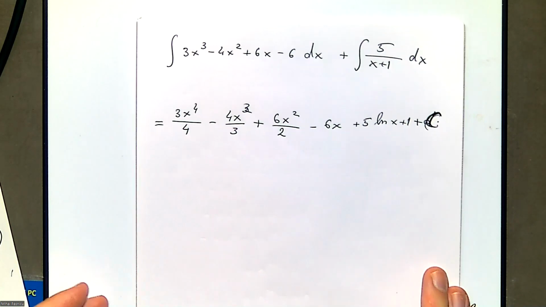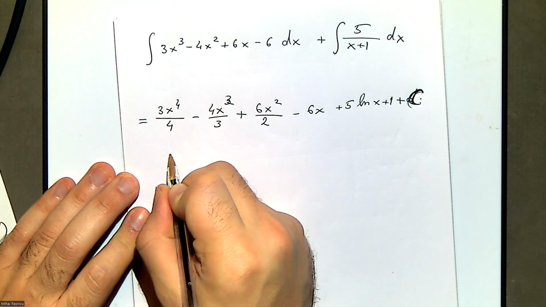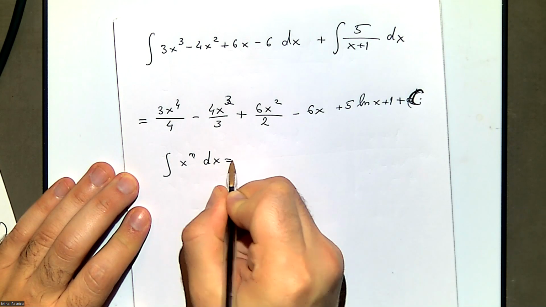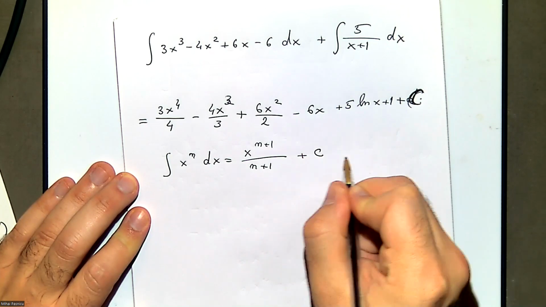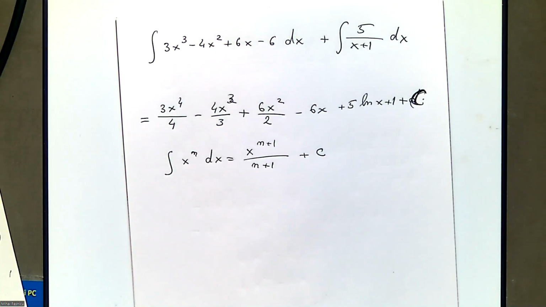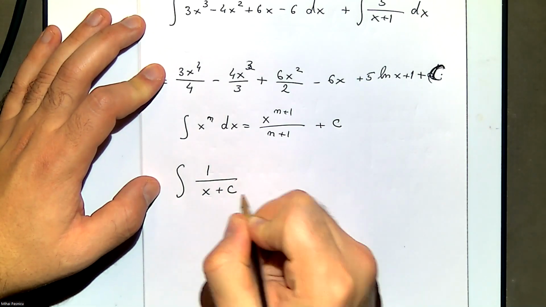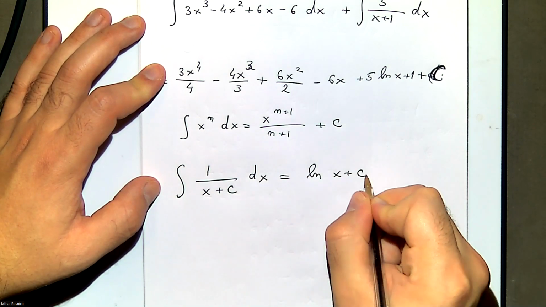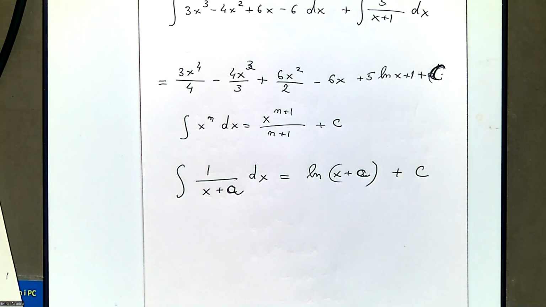Again, in terms of formulas, what I used is just the integral of x to the n dx is equal to x to the n plus 1 over n plus 1, plus a constant. And then the integral of 1 over x dx is just the ln of x plus a constant. Let's put an a here. Okay, so these are the formulas I used. We went through them in the first lecture.